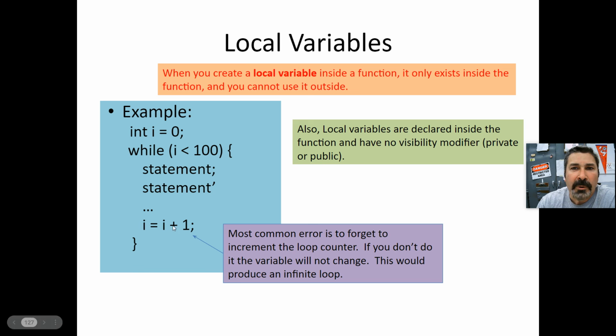All right, hopefully that was helpful. All right, write this down in your notes. When you create a local variable inside a function, it only exists inside that function. So when you have int i equals 0, it only exists within that method or within that function, and then it disappears. And you cannot use it outside of there.